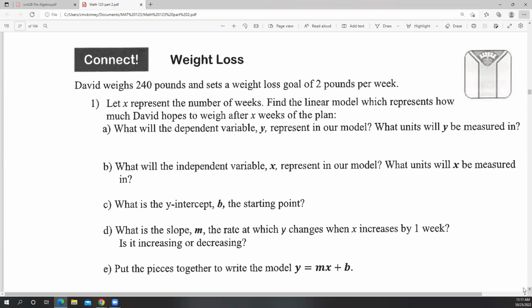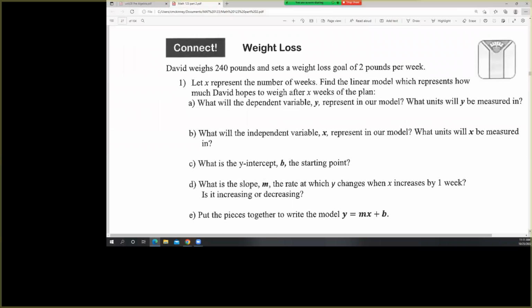So if David weighs 240 pounds and he sets a weight loss goal of 2 pounds per week, and X is the number of weeks, what would Y represent? The weight. And what units would it be in? Pounds. Good. So his weight in pounds. And then X, it already said up here at the top, X is time in weeks. Because they already said at the top what he wants to weigh after X weeks of the plan.